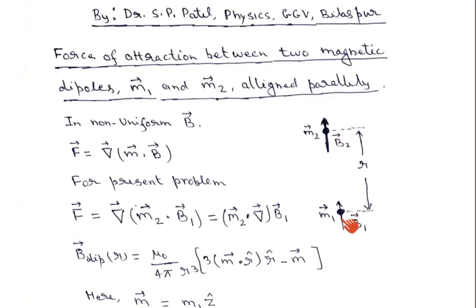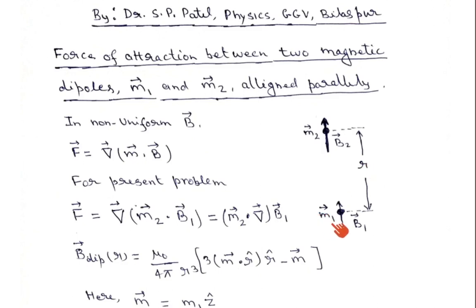Okay, I hope you understood my point. Means they are kept along the z axis. Let us assume that this is z axis, and this is y axis, and this is x axis. So both dipoles are kept along the z axis, means they are pointing along the z axis, but the separation between the two dipoles is r.